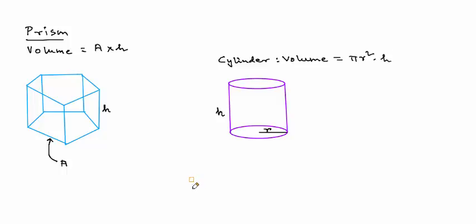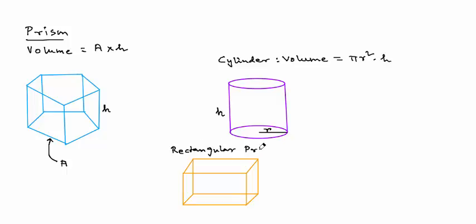And in the same way, we could have a rectangular prism that pretty much looks like this. Let me write down the name. It's called a rectangular prism. And let's say the length of this prism is L, the width is W, and the height is H.